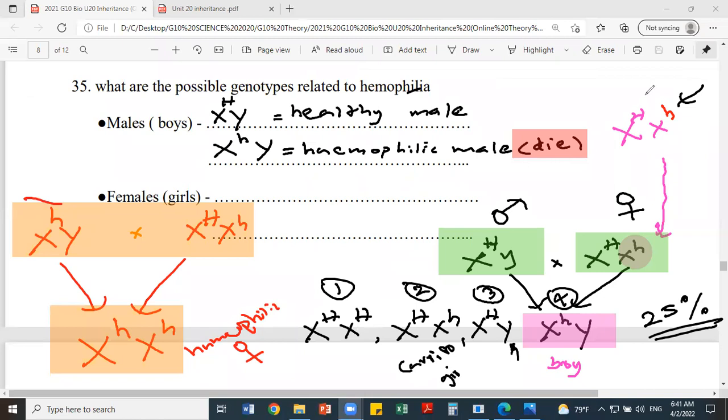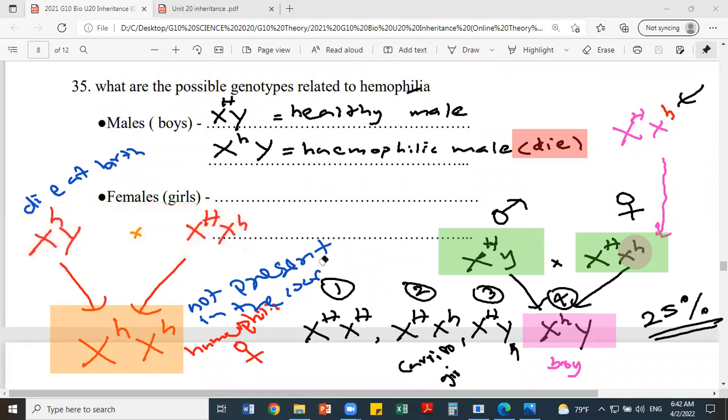Therefore, okay, I'll put a cross here. If you want, you can copy this down separately in your writing book. This one died at the birth. Therefore, this one is not possible. Hemophilic females are not present in the world, not recorded in this world. You can write the genotype X simple h, but it has never been recorded in the world. Okay, so I think you got the point.